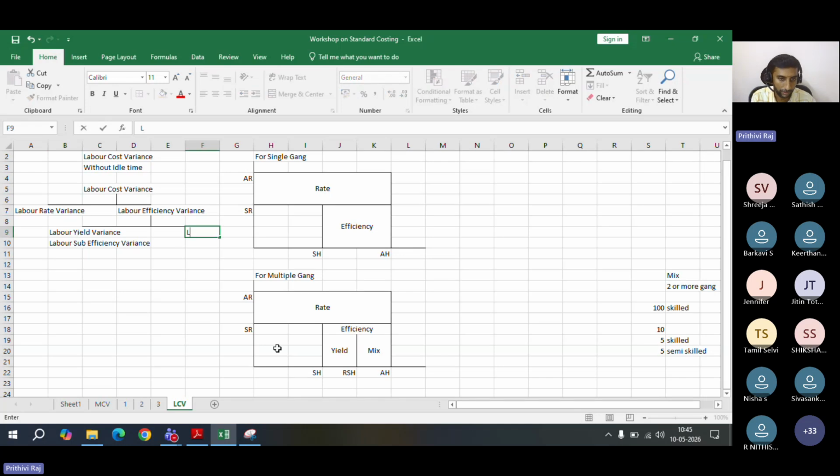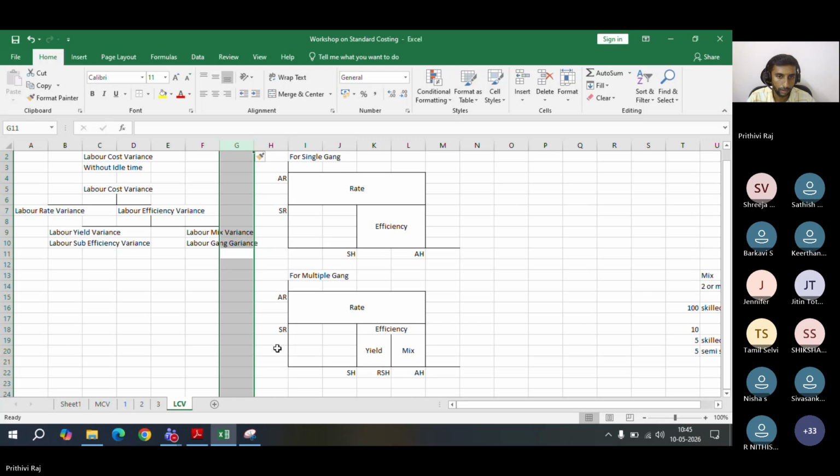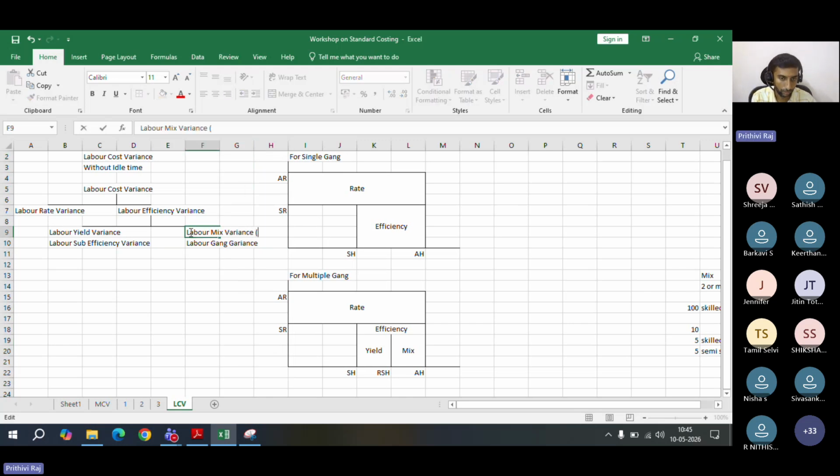The other one is the labor mix variance. Labor mix variance is also called labor gang variance, since they are called a gang. Labor yield variance is also called labor sub-efficiency variance. These are only naming terms; we have two names for a single concept.